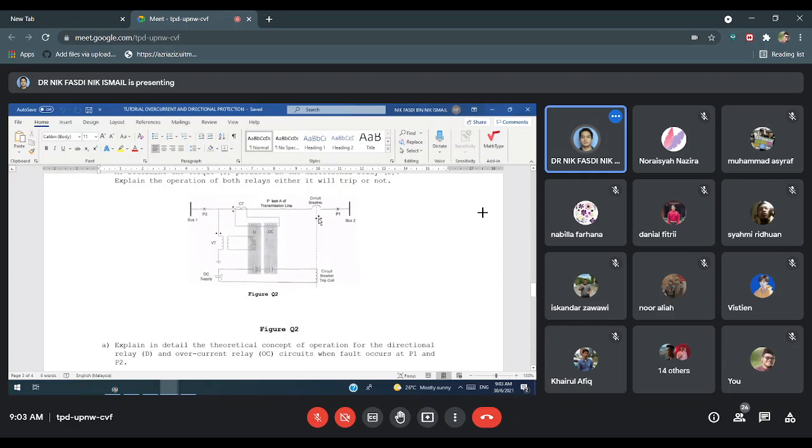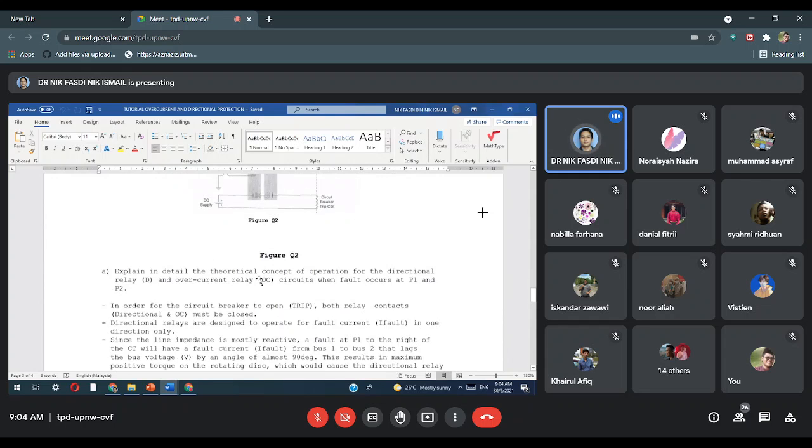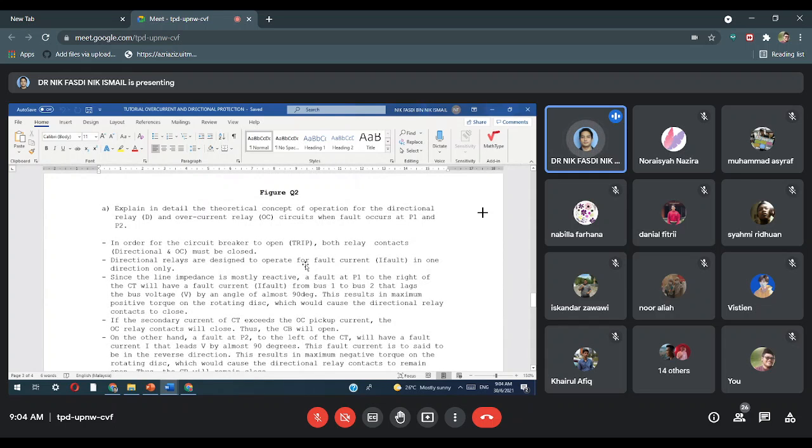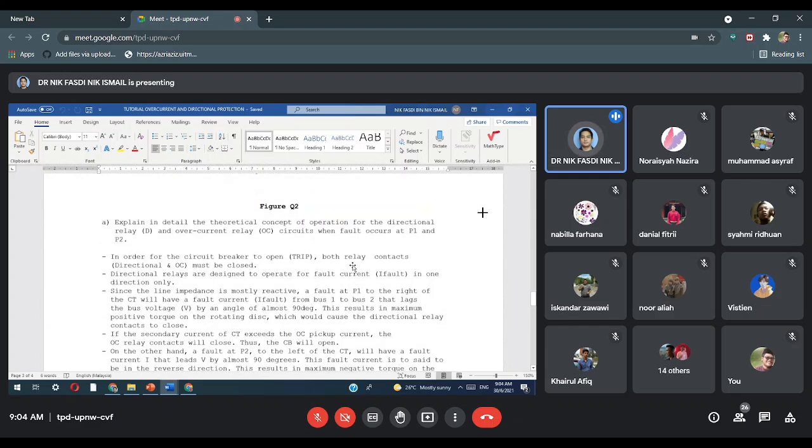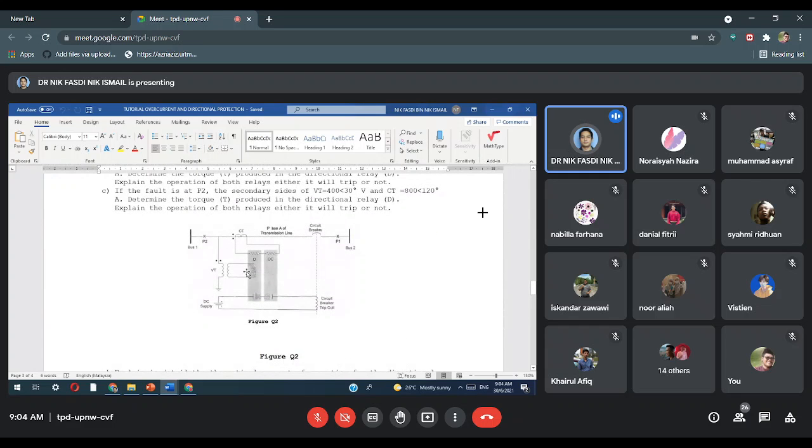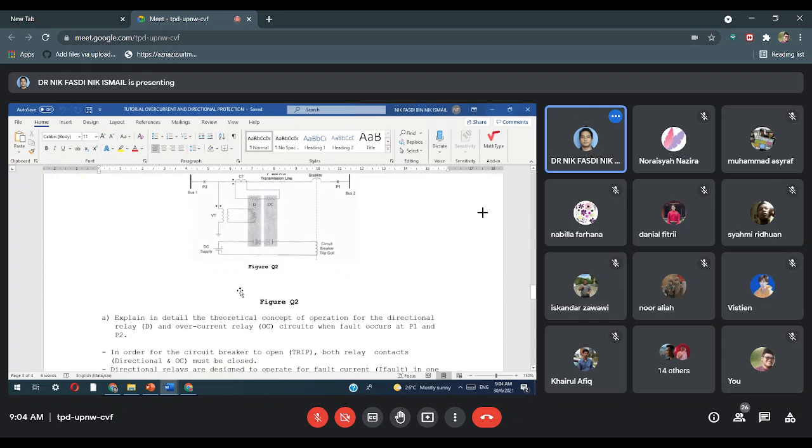Yes, correct, because they are in series. If in series, what happens? Both relays need to turn on, or their contacts need to turn on. Because in series, if this is on and this is off, it is useless. It will be an open circuit. So both contacts must be on. Directional relays are designed to operate for fault current in one direction only. We know that, directional relay operates only in the forward direction, one direction only.